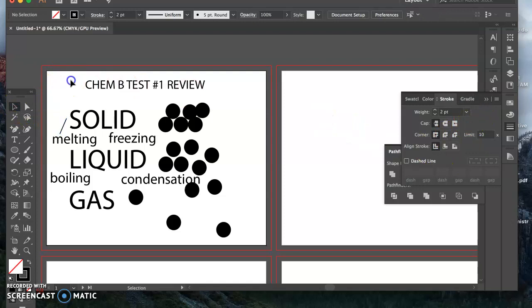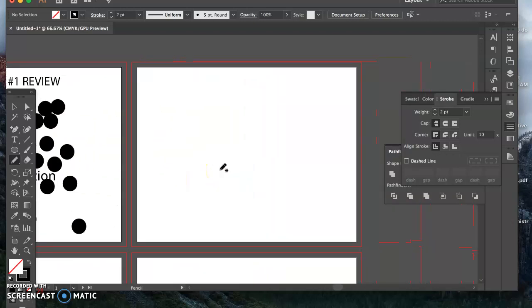But anyways, solid to liquid is melting. Liquid to gas is boiling. Gas back to liquid is condensation. Liquid to solid is freezing. So going this way, going down, that's increasing energy. And going from gas to solid, that's decreasing energy. Okay, let's go over to this one.